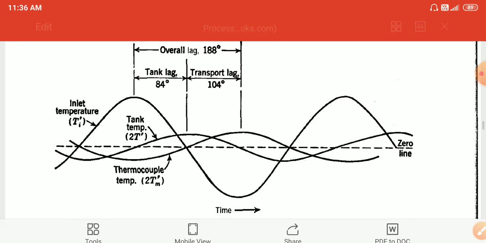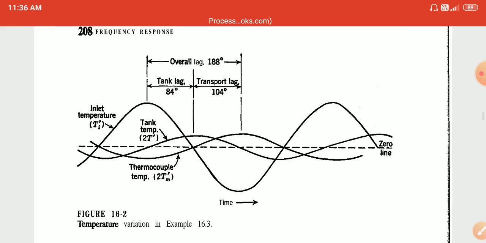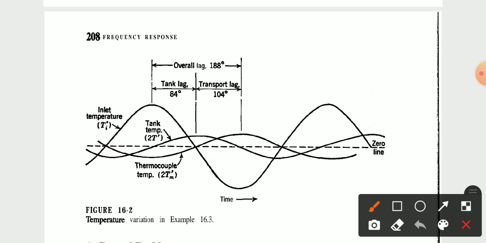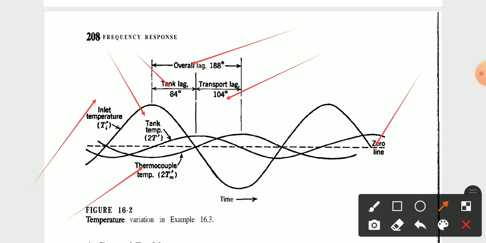This one is a transportation lag. We have already seen it in a previous lecture. This part is the inlet temperature, and this thermocouple part is the tank temperature. The overall lag is 180 degrees, with the transportation lag and the tank lag, and this is the zero line for a time interval, for different waves, for variations of this example 16.3.